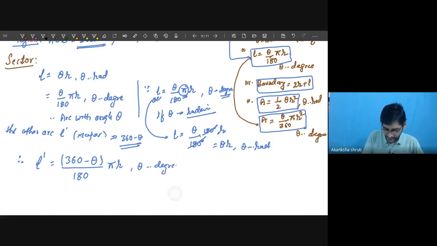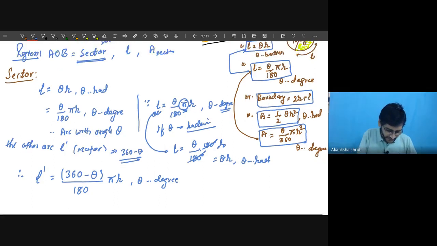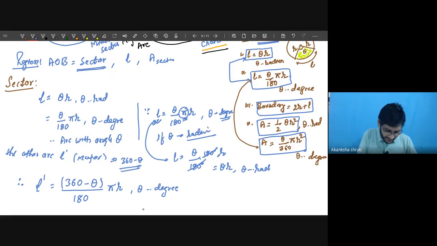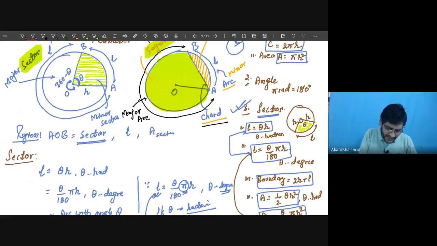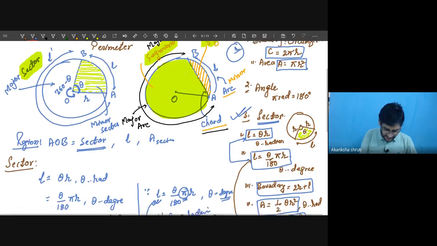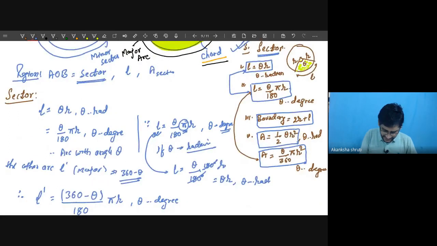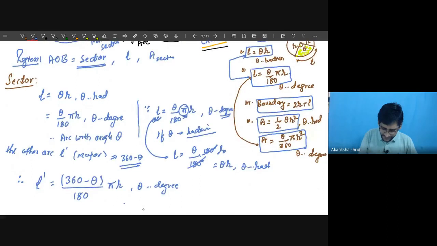So my point is that we shall keep this formula theta by 180 degree pi r as universal, with the angle theta subtended at the center by that arc. It's that much. Say for L dash, which was the bigger one, the angle was 360 minus theta. So we have replaced that theta by 360 minus theta, and in the denominator it is 180. That remains as it is. So this becomes the formula for the major arc.